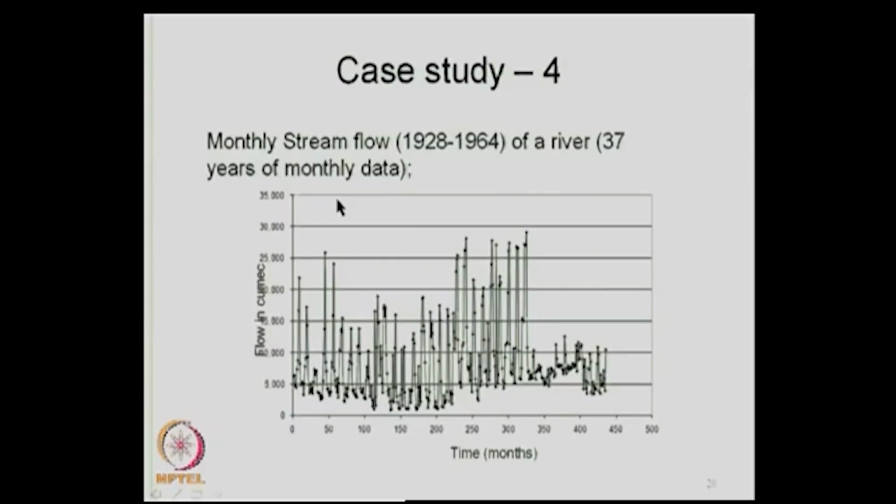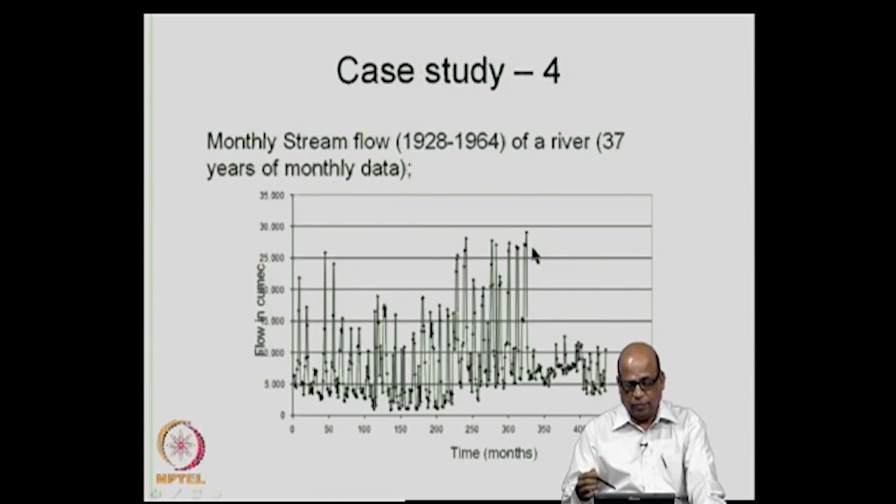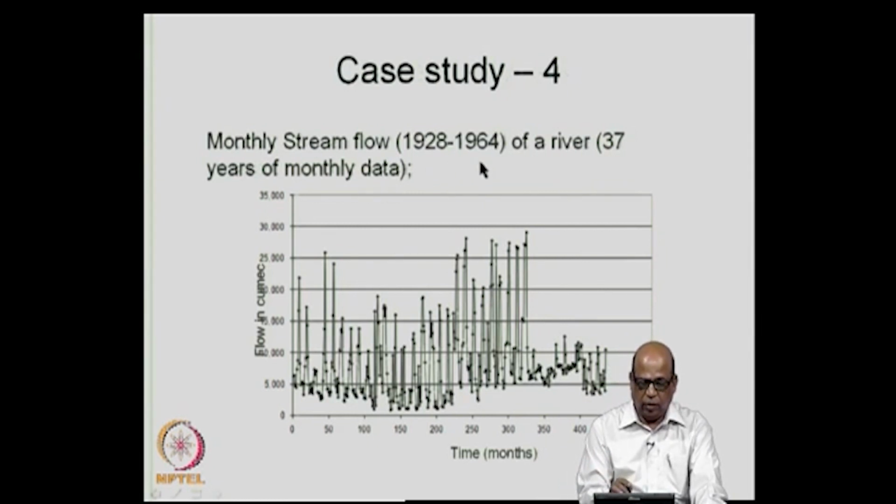Now, I am taking a stream flow data. This is taken from one of the US rivers, and the data is directly downloaded from the USGS site. This is the monthly data from 1928 to 1964. 37 years of monthly data is available, so about 444 values are there. So, this is how the time series looks.